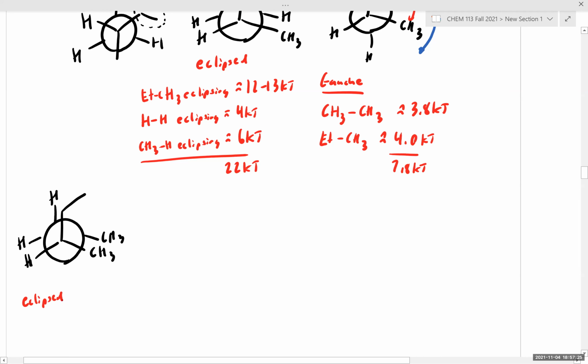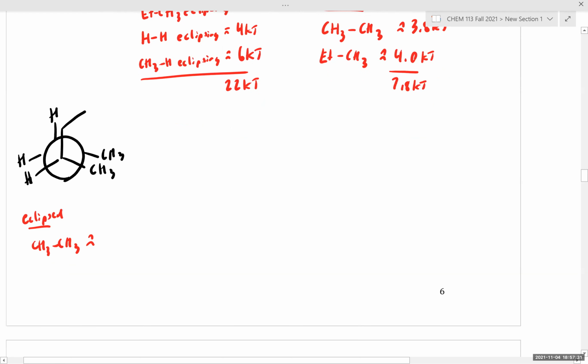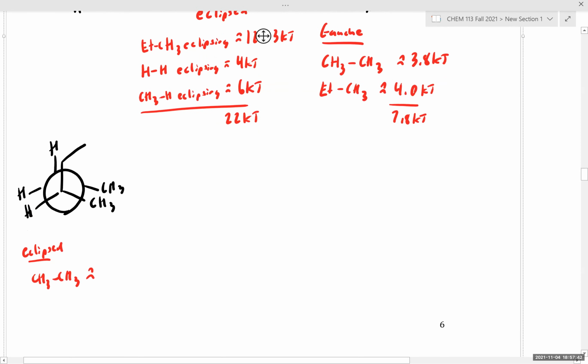The methyl-methyl. Yep. And what is a methyl-methyl eclipsing interaction? What's the energetic penalty? 3.8? It's roughly 11 kilojoules. A methyl hydrogen is closer to 6. Oh, I keep mixing up the gauche. Okay, I'm sorry. No worries, no worries.